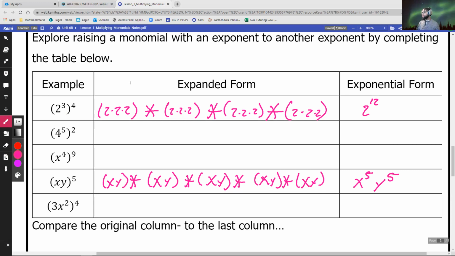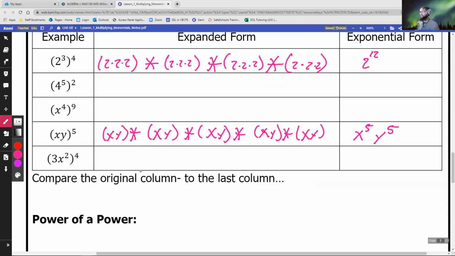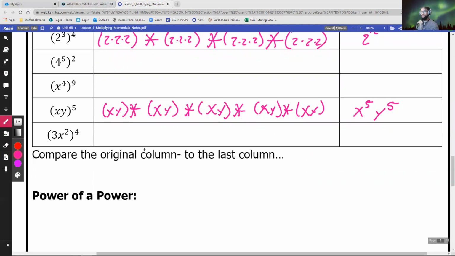Okay. So going back, I want you all to try these, the 2 I skipped and the one that's after the one I just did. As you go back to this, take a second to look at the first column and that last column. All right.